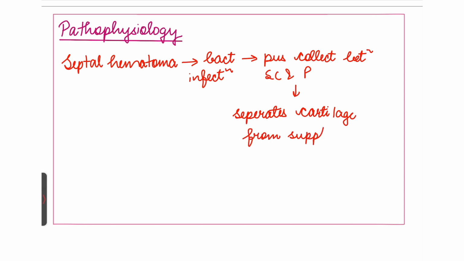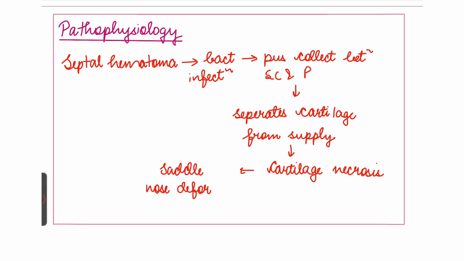We need to understand a point here that septal cartilage gets nutrition from perichondrium, and here this is disrupted. Due to this, cartilage necrosis occurs. Due to necrosis, saddle nose deformity may occur. And saddle nose deformity is the most common complication of septal abscess. This is an important point. That's the pathophysiology.